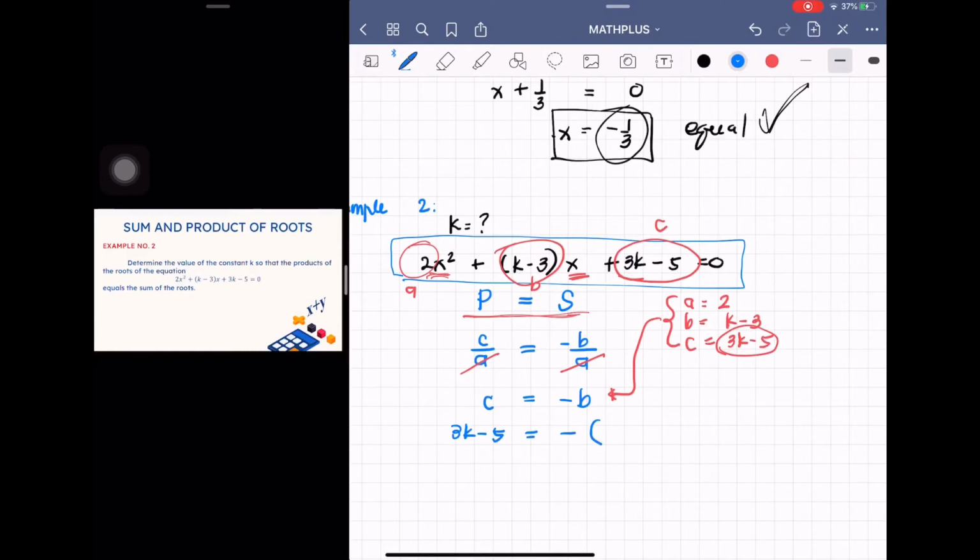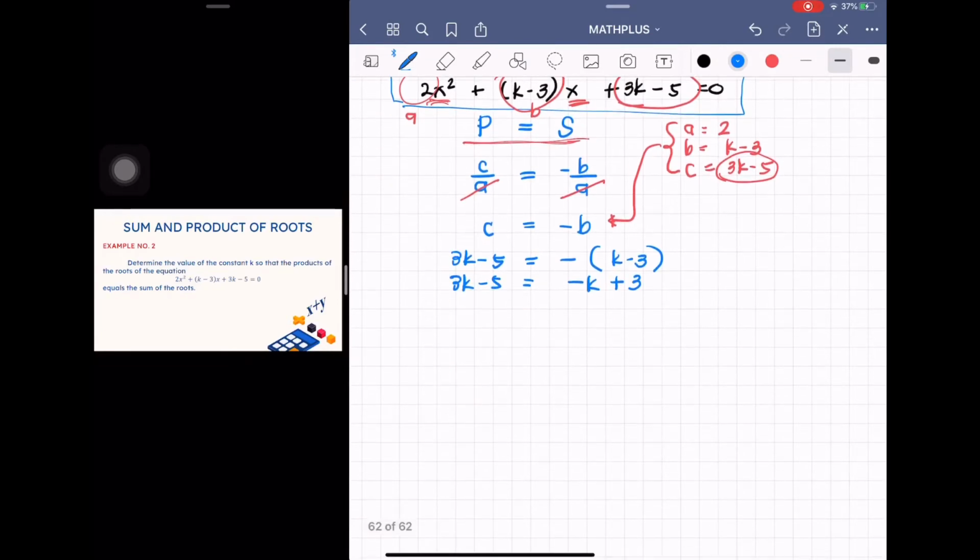Of course, with the negative sign, you have to introduce a parenthesis. B is equivalent to k minus 3. And then we proceed with simplifying the equation. So you have there 3k minus 5 equal to, we distribute, that's negative k plus 3.